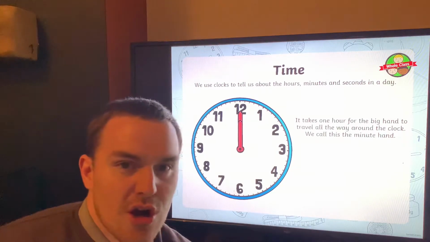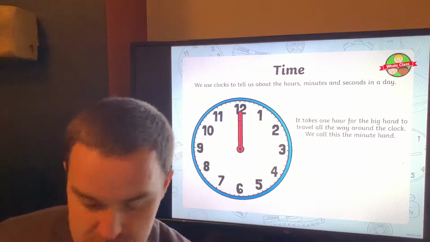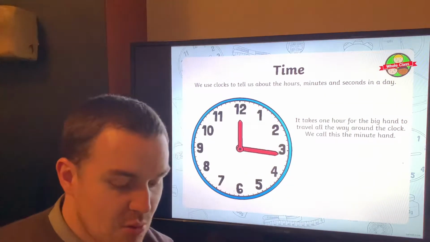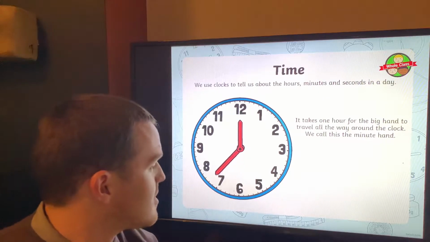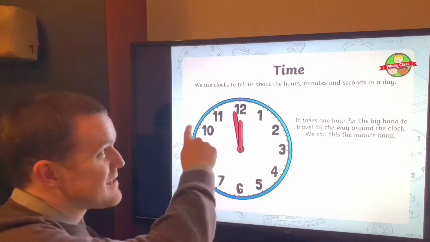So it takes 1 hour for the big hand, the minute hand, to travel the whole way around the clock. So let's show that here. You can see that moving around. And remember, 1 hour is 60 minutes. And this minute hand has just moved 60 minutes around the clock.